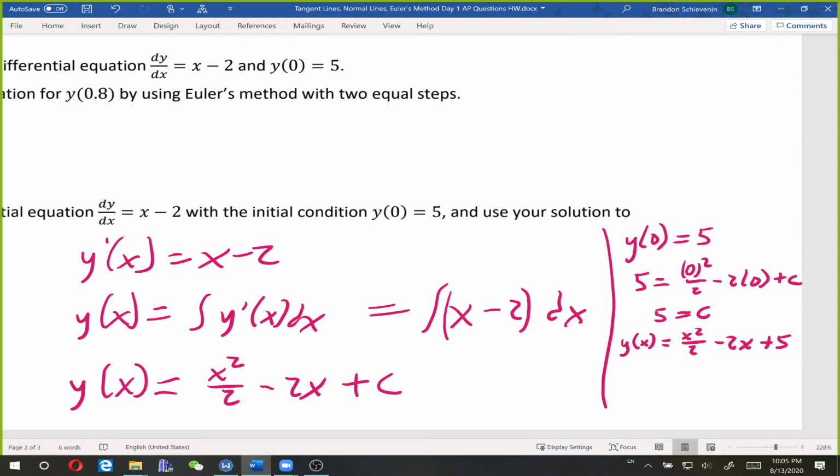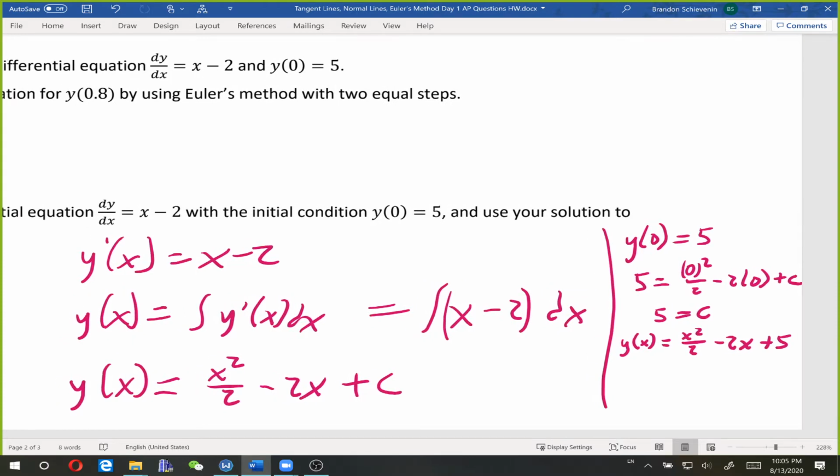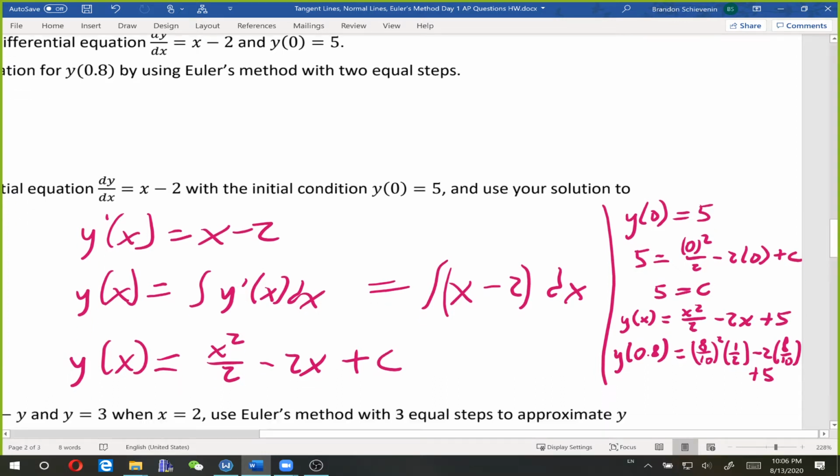Then I can use this equation, use your solution to find y when x is 0.8. So the actual answer when x was 0.8 would be this. I'm going to do this in fractions, that's easier for me, so that's 8 over 10. So this is 8 over 10 squared, divided by 2, minus 2 times 8 over 10, plus 5. Okay, 8 over 10 is the same thing as 4 over 5. 4 squared is 16, divided by 2 is 8. So I've got 8 over 5.